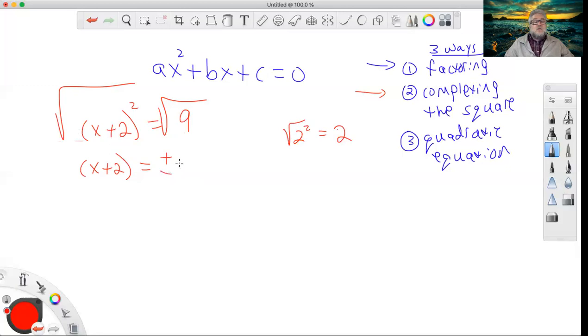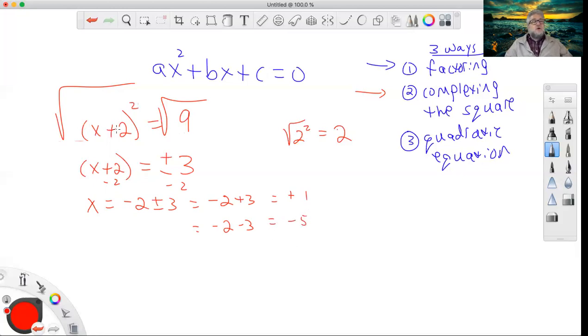When I take the square root, we get plus or minus 3. Then I solve for x. X equals, we'll subtract 2. So it'll be minus 2 plus or minus 3. So I'm going to get minus 2 plus 3 is one solution, or minus 2 minus 3 is the other solution. So this would be positive 1, and this would be negative 5.